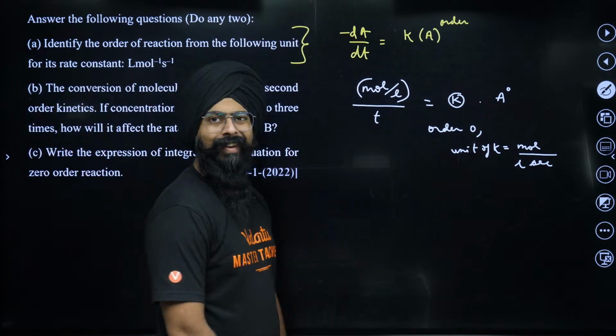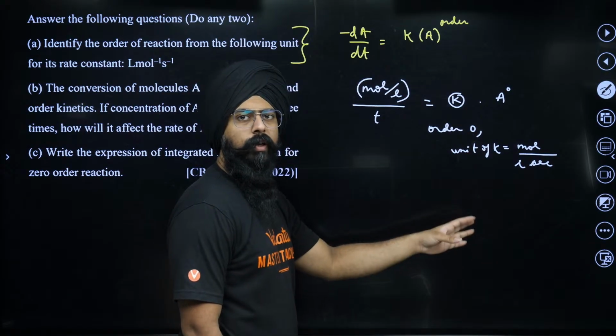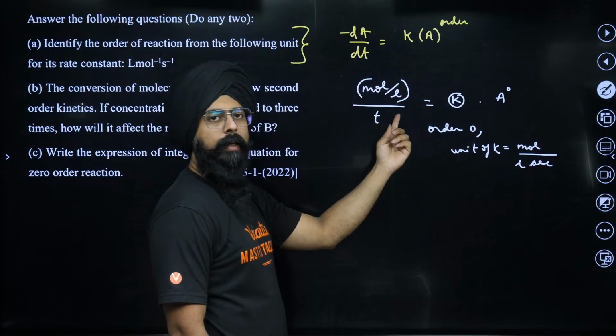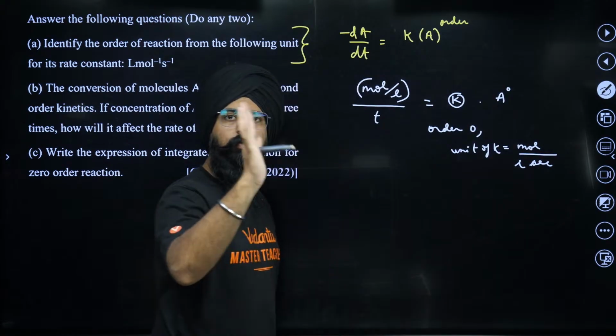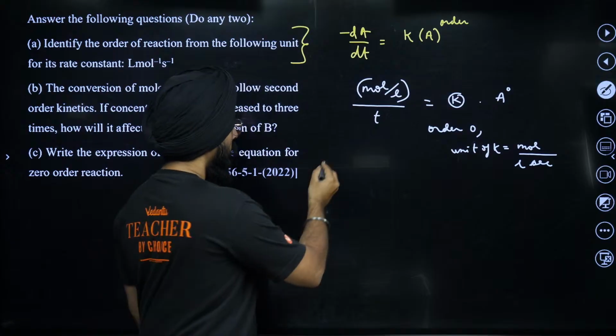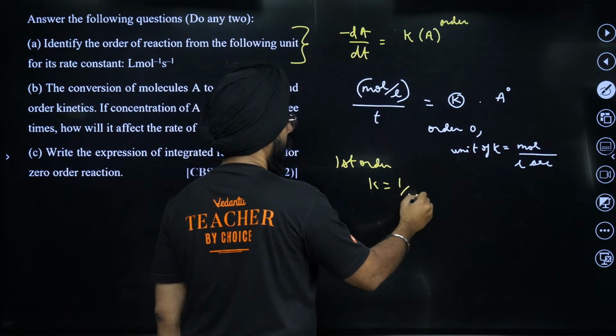You can try for first order reaction. For first order reaction, you'll realize mole per liter and mole per liter get cancelled out. For first order reaction, K will be equal to 1 by second. First order, K is equal to 1 by second.